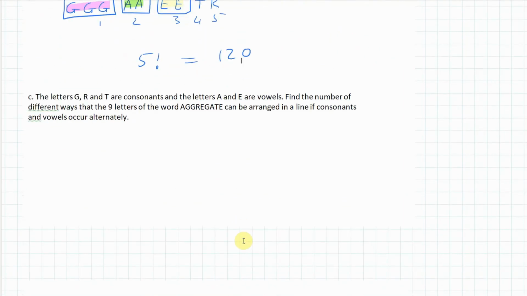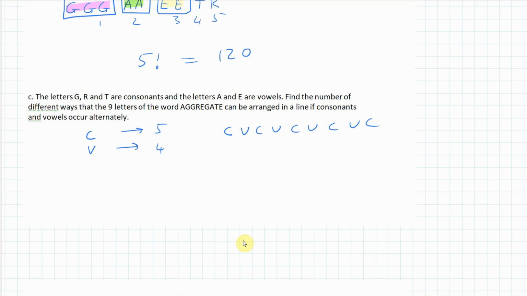Now the next one, we are trying to arrange the letters so that the consonants and vowels occur alternately. What I noticed when I did this is that I've got 5 consonants and only 4 vowels, which means the only way I can rearrange them so that we're alternating is if we start with a consonant. So consonant, vowel, consonant, vowel, consonant, vowel, consonant, vowel, consonant. Because we've got more consonants than vowels, that's the only way. We can't start with a vowel, otherwise we'll end up with a double up of consonants at the end.